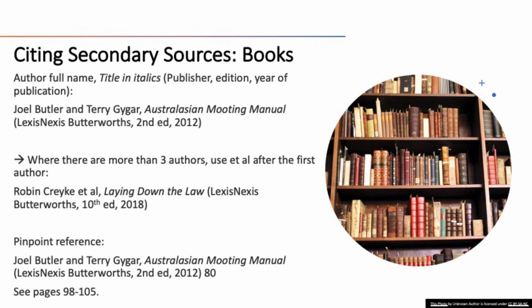Note that if there is no edition number, then you would just take that aspect out and have the publisher and the year of publication. Now when you need to provide a pinpoint reference to a particular page within the book, we write the page number following the brackets. And there's an example there on the slide. You'll see that in relation to Joel Butler and Terry Geiger, we've got 80 following the brackets. That tells the reader that that's page 80 within that book. Now make sure that you read pages 98 to 105, which cover the citation of books in detail.